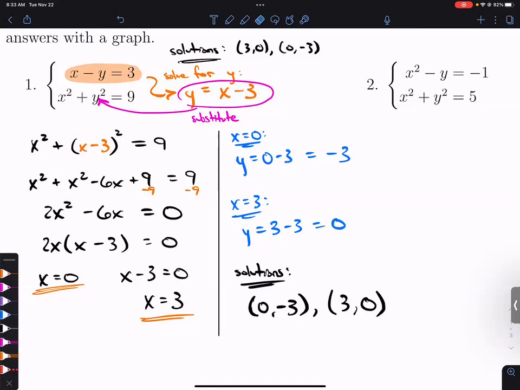Yeah. Okay. Then just solve that. It's quadratic in terms of y. Get all the y's to one side. Factor the quadratic.